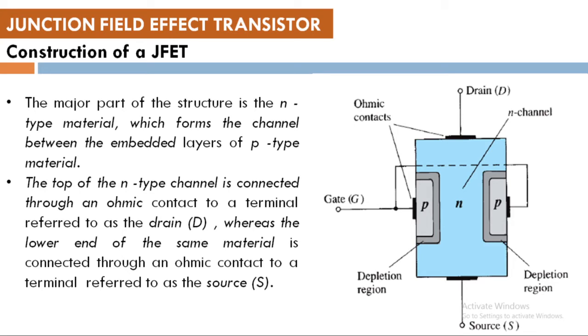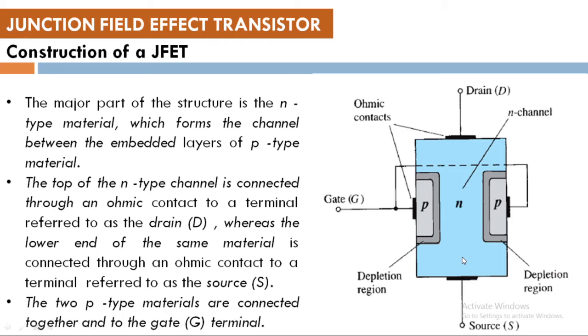We are not calling it PNP or NPN here, because only the majority carrier takes part in the current conduction. If the base material or channel is N type, then it is N channel, and if it is P type, then it is P channel.